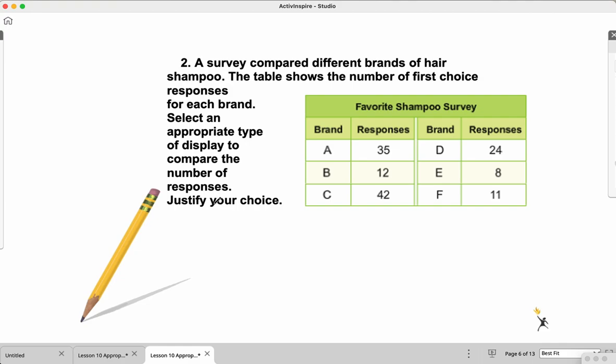So I'm down to a bar graph or a box plot. Well, I'm not asked for variation, and it's not very large data points. So really what I'm looking at is that this is going to be best on a bar graph, because it's very specific categories and how many in each category.